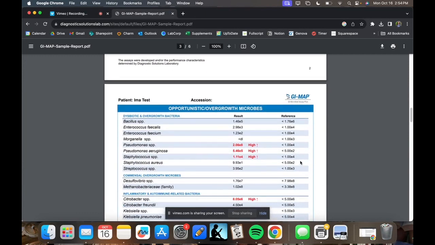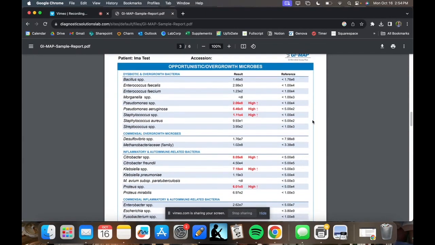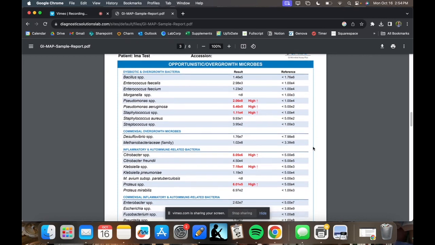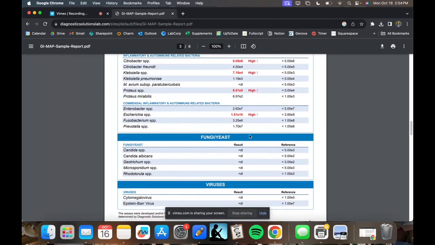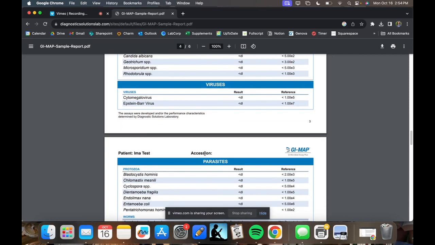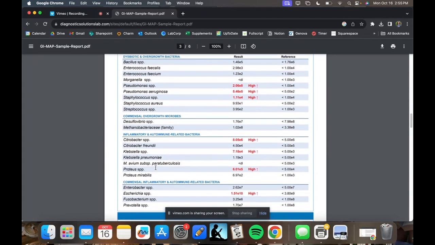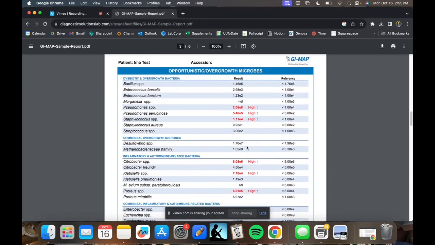So moving on to the next section. This is the opportunistic microbes. So this entails some bacteria. They go over fungus, yeast, viruses, and then also parasites, so protozoa and worms. These are all things that are not necessarily pathogens, and they can be present in the gut and not necessarily an issue until they start to overgrow and overcolonize and kind of take over the land.